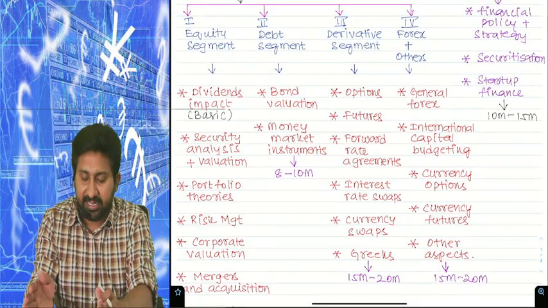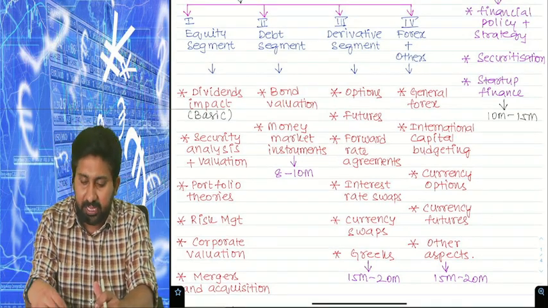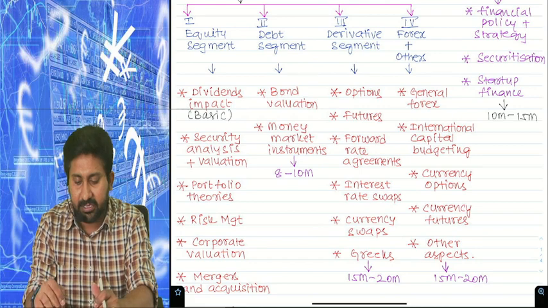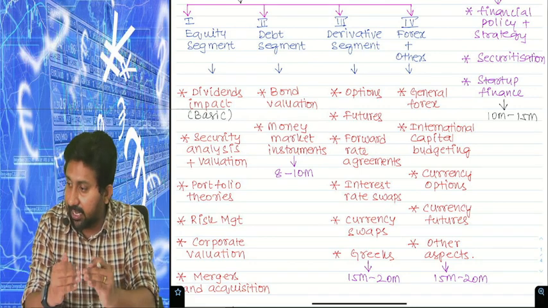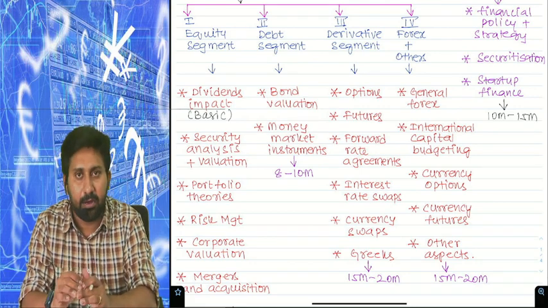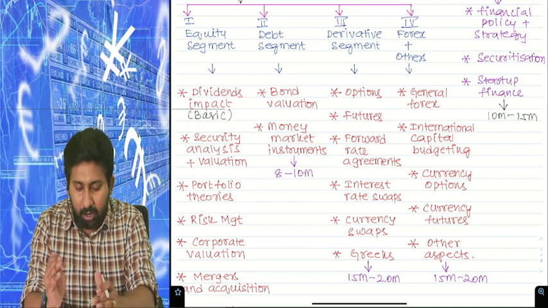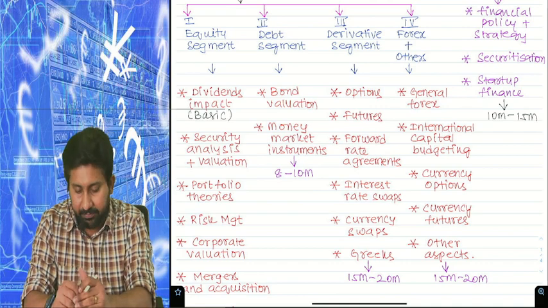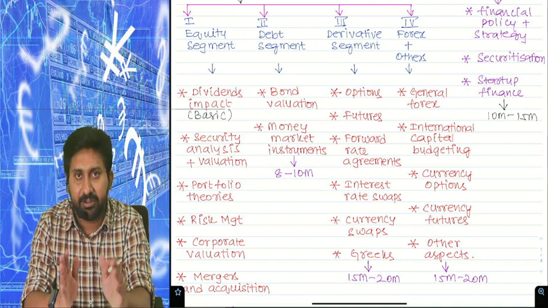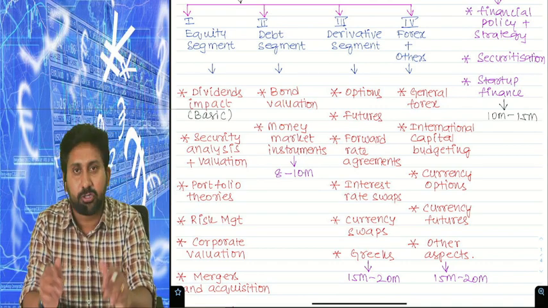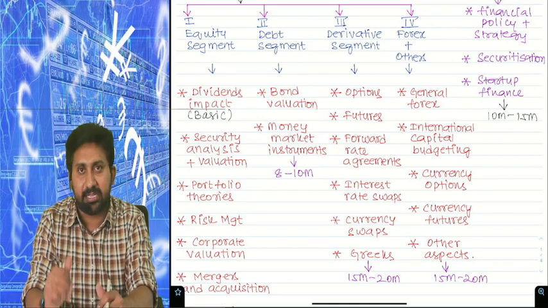Next comes the debt segment. After equity, the next very important segment is debt. In that there are 2 areas. Number 1, bond valuation. Number 2, money market instruments. Long-term debts are covered by bonds. Short-term financing is covered by money market instruments. This is an 8 to 10 marks area.